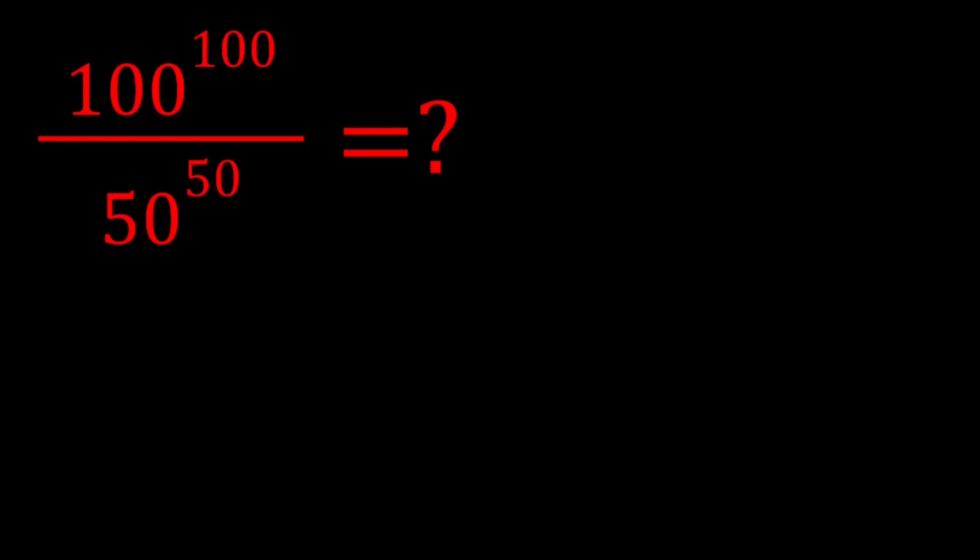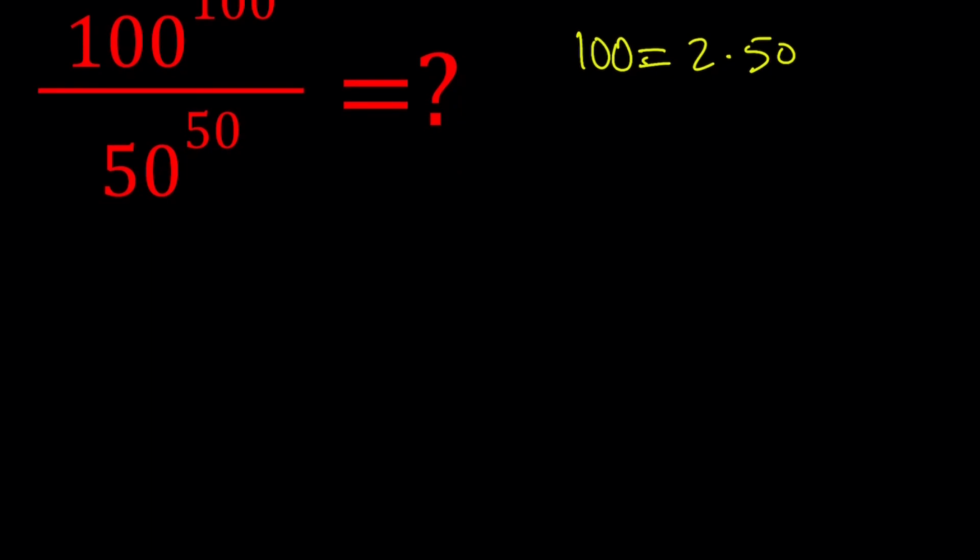We have 100 to the power 100 divided by 50 to the power 50. These are exponential expressions and these are very large numbers. I'm also going to be showing you some numerical values from Desmos as well as Wolfram Alpha. So let's go ahead and simplify this. We can do it in a couple of ways.